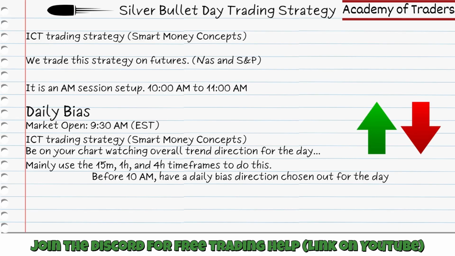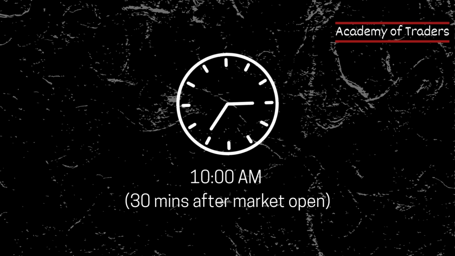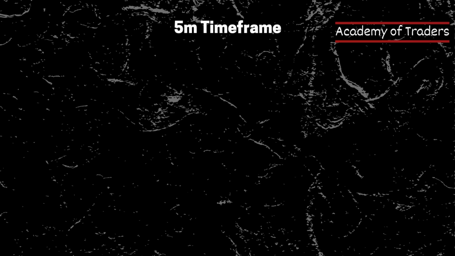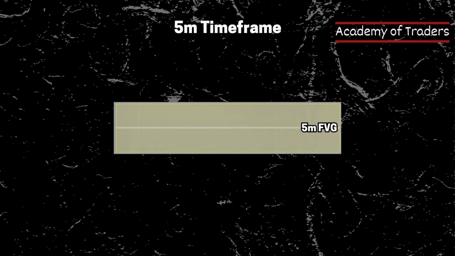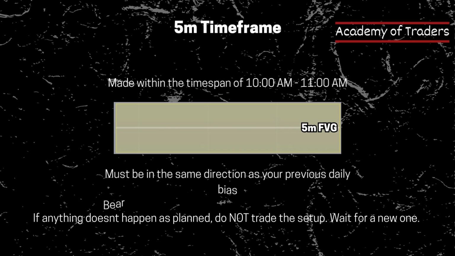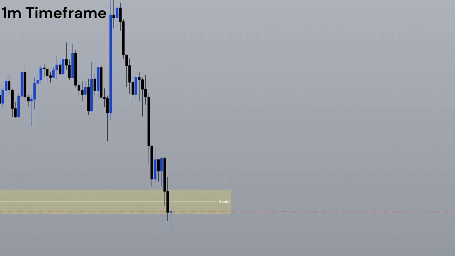Before 10 a.m., have a daily bias of which way the current bias is for today. If you need help doing this part, watch our video on daily bias. At 10 a.m., switch to the 5-minute time frame and wait. Be watching for a 5-minute fair value gap made anytime from 10 a.m. to 11 a.m. Once a 5-minute fair value gap is made, ensure it follows the same direction as your daily bias. If it does not, this is not a probable setup and do not trade it. If it does, switch down to the 1-minute time frame.